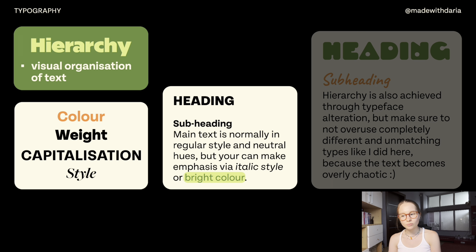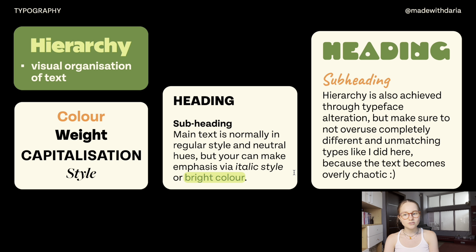The main text is normally in regular style and neutral hues, but you can make emphasis on some words or important moments in the text using styles within the same typeface, or maybe within a different typeface, but make sure that they work together, or using color. Hierarchy is also achieved through typeface alterations, but make sure not to overuse completely different typefaces because it can look overly chaotic. It can look cool on some posters or art, but for conventional prints, books, and magazines, they need to stay more tranquil, so opting for this version is preferable.